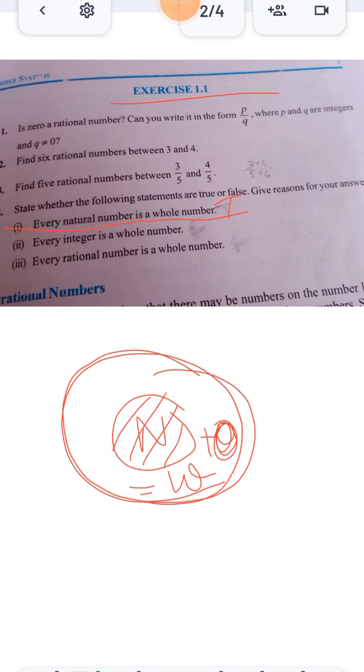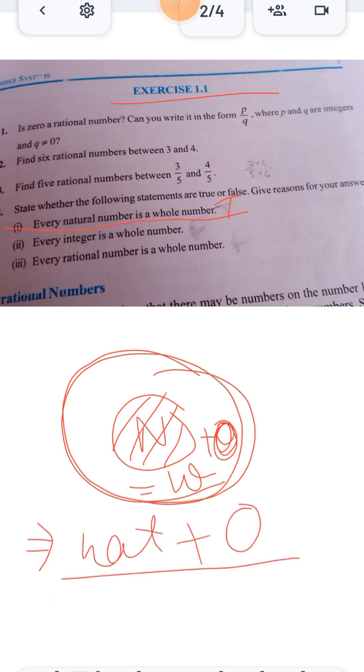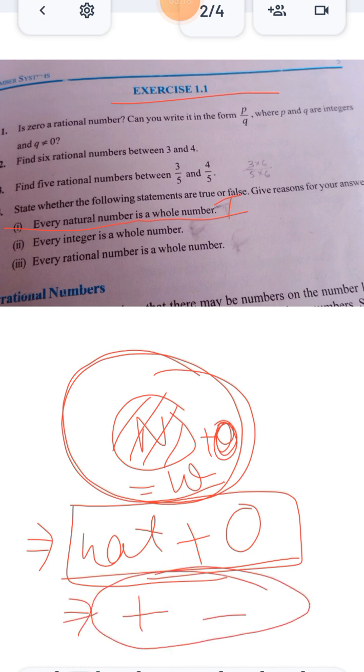The second one is: every integer is a whole number. What is a whole number? From the definition, all the natural numbers including 0 are whole numbers. So integers are not all whole numbers. What is an integer? All the positive and negative numbers, a combination of positive and negative numbers, is an integer. So every integer is not a whole number, because negative numbers are there in integers. So it will be false.